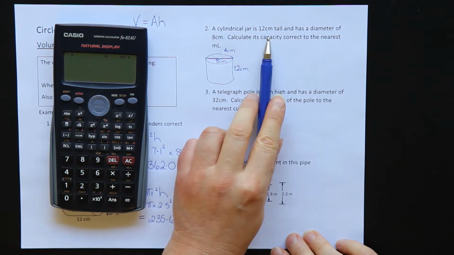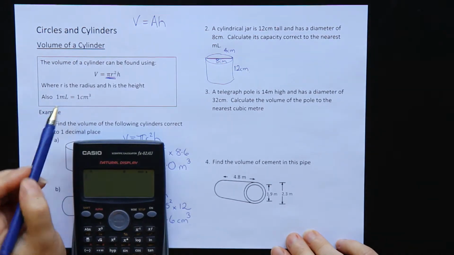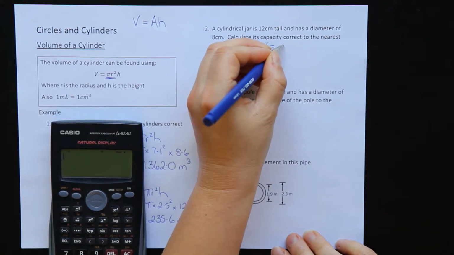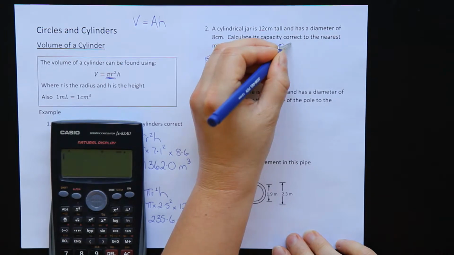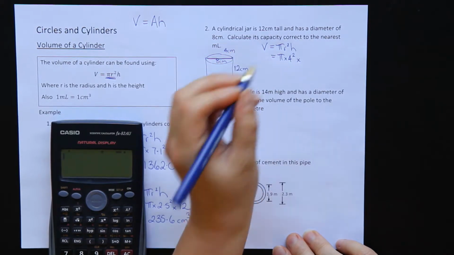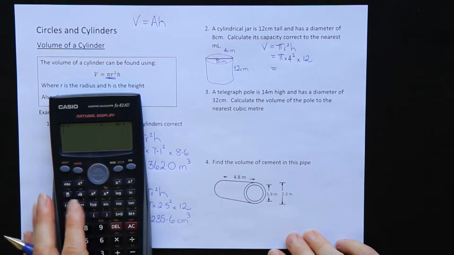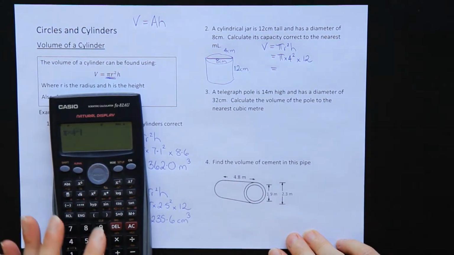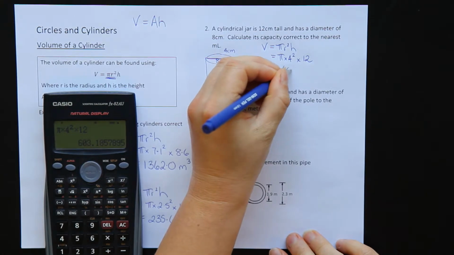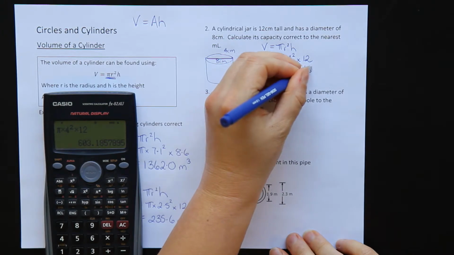Now it says calculate its capacity correct to the nearest mil. Okay, so we're going to need to use this little conversion that I talked about earlier. So first of all, let's use our formula to calculate our volume. Volume is equal to pi r squared h. So our radius is 4, so pi times 4 squared, and our height is 12. Okay, type that in. We get pi times 4 squared times 12 is 603. I'm going to leave a couple of decimal places here for just a minute.